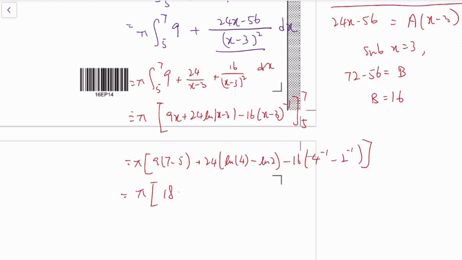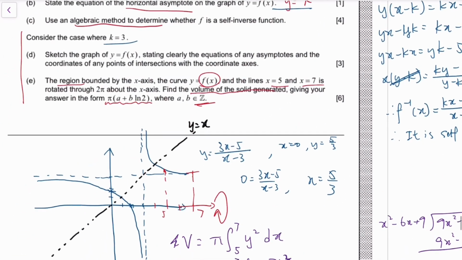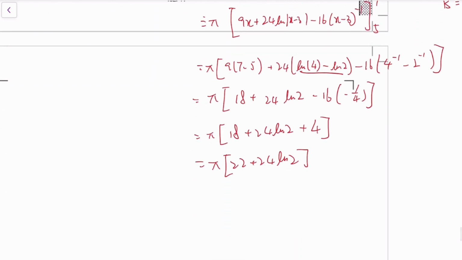So this is 18. When you minus logs, you divide. So there goes the log 2. Minus 16 times (1 over 4 minus 1 over 2), negative 4th. So that's 18 plus 24 ln 2 plus 4. So that's 22 plus 24 ln 2. So the form is pi times (a plus b log 2). A, b are integers. I did get integers.